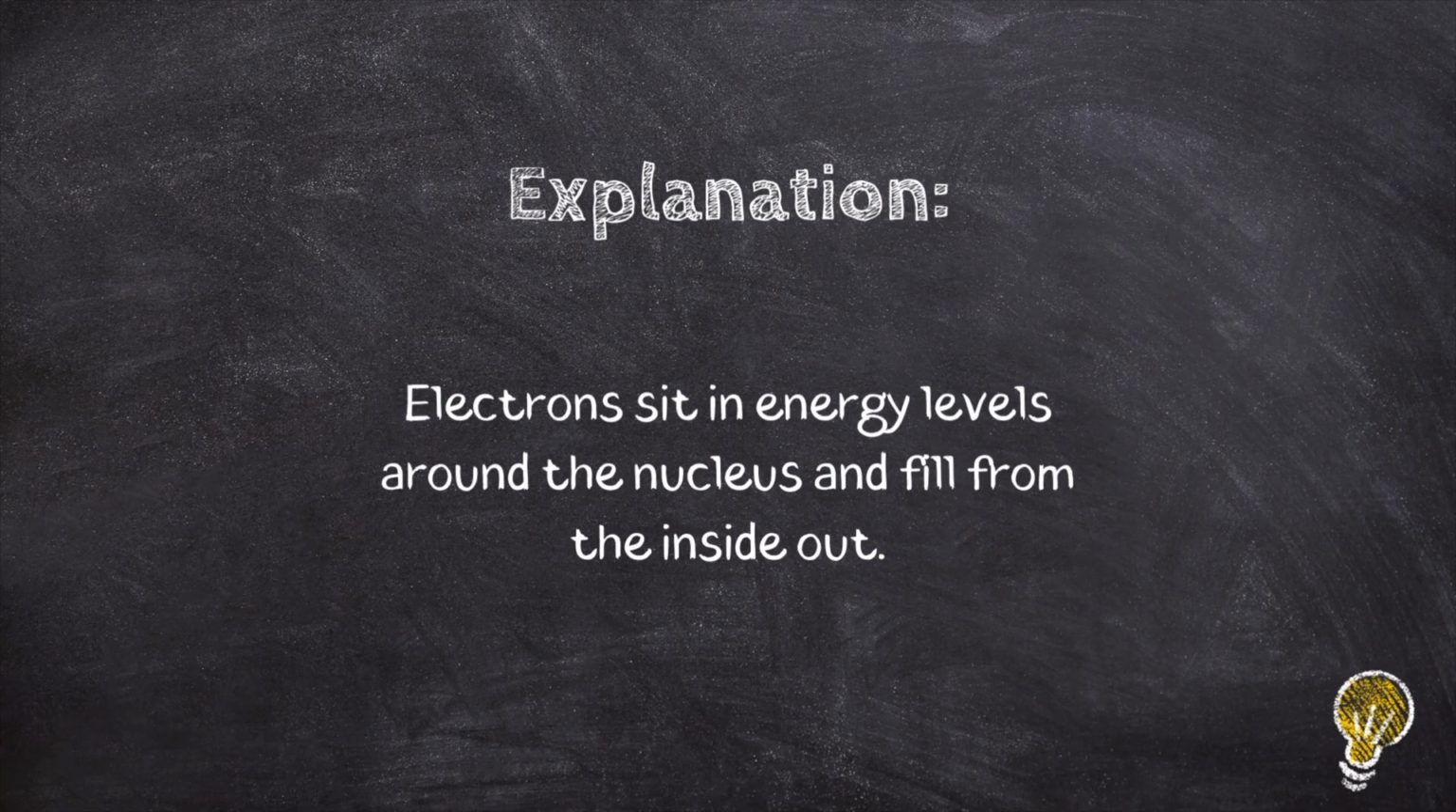Electrons do not just float randomly around the nucleus, they sit in a specific energy level. These are regions around the nucleus where electrons are allowed to exist. The first energy level is the closest to the nucleus. The second energy level is further away. The third is further still.